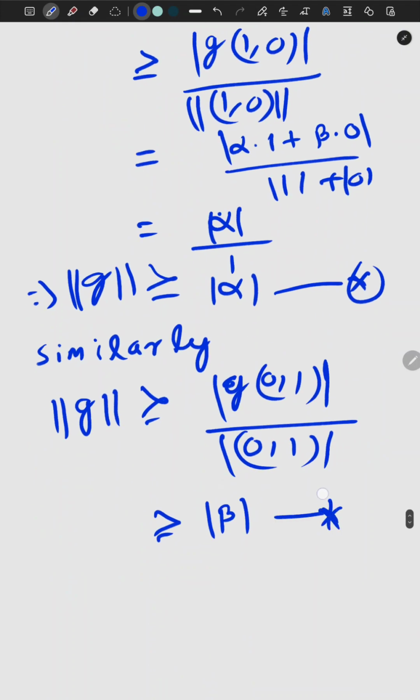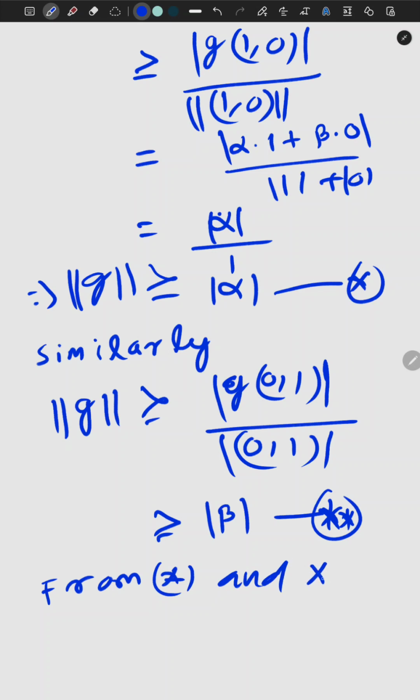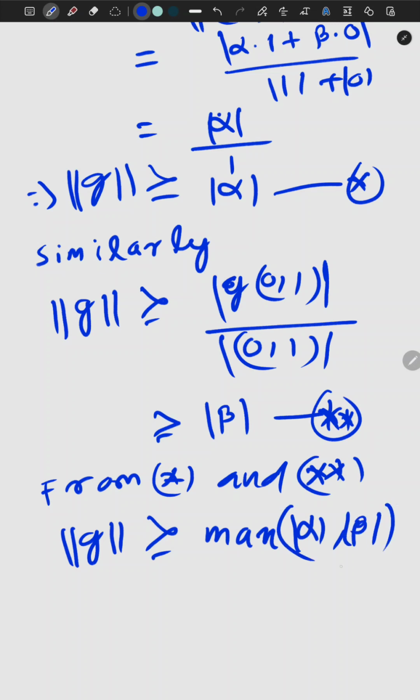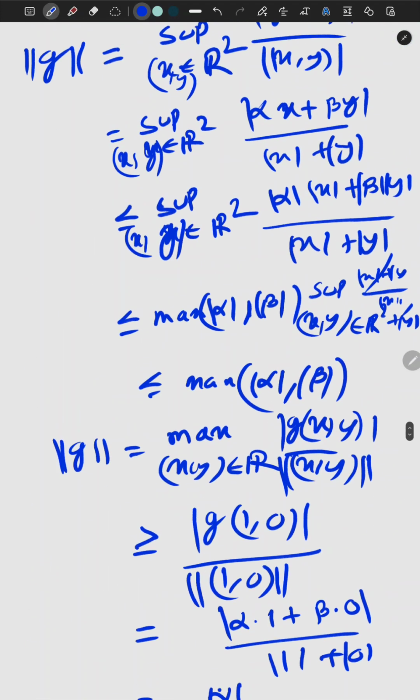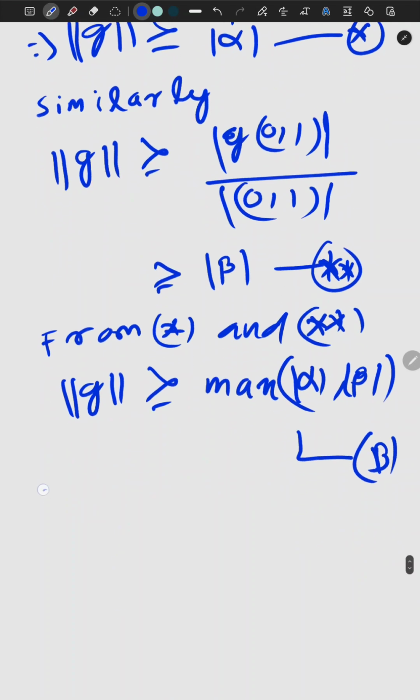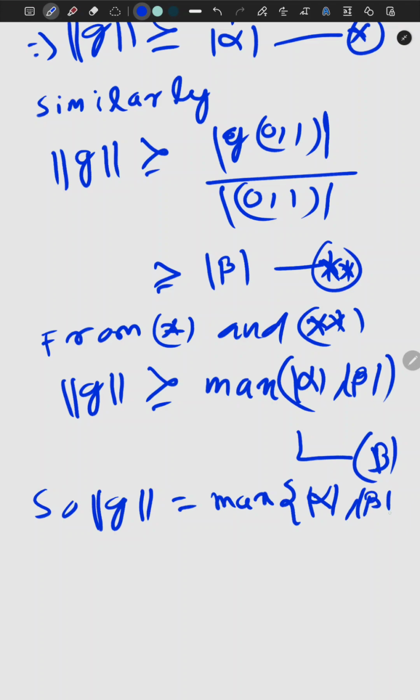From star and double star we can conclude that the g norm is greater than or equal to the maximum of |α|, |β|. Let us write it as equation B, and equation A is this one. From A we get the g norm less than or equal to the maximum of |α|, |β|, and from B we get the g norm greater than or equal to the maximum of |α|, |β|. So the g norm is equal to the maximum of |α|, |β|.